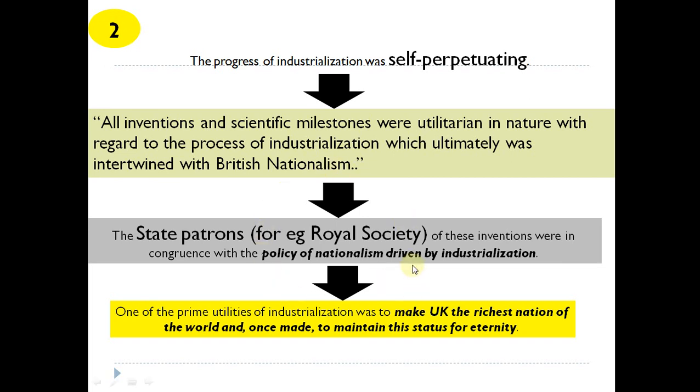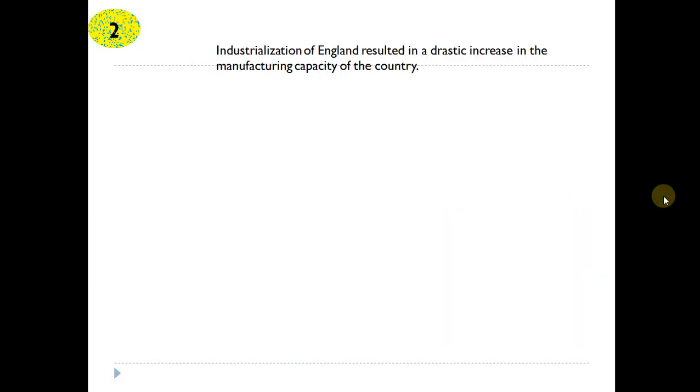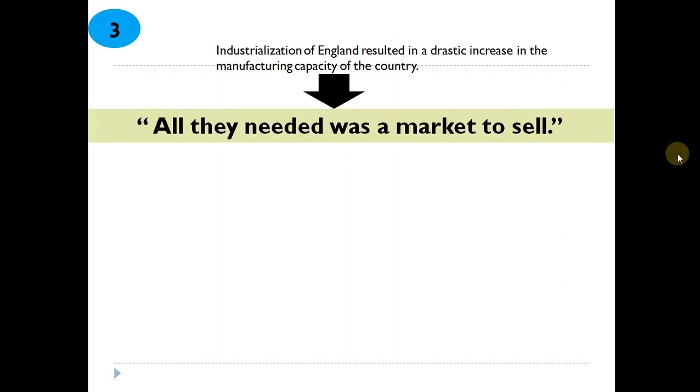As we now know from common sense, this process of industrialization consumes a lot of resources. And this was one reason why deforestation occurred on a large scale. But there is more to that. Okay, so moving on, we discussed the third reason. Industrialization of England resulted in a drastic increase in the manufacturing capacity of the country. Now England was producing ever more. It was manufacturing high quantities of textiles. All it wanted was a new market to sell.